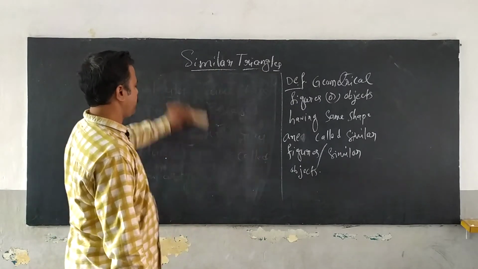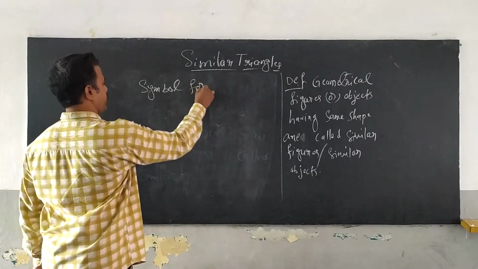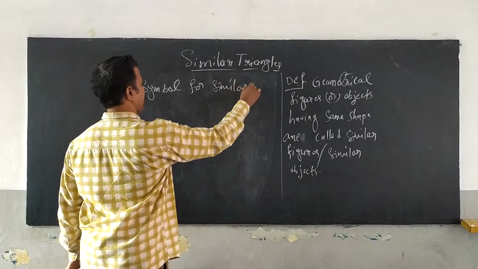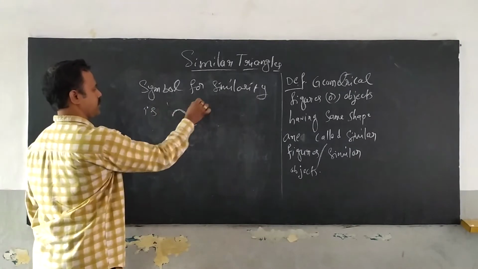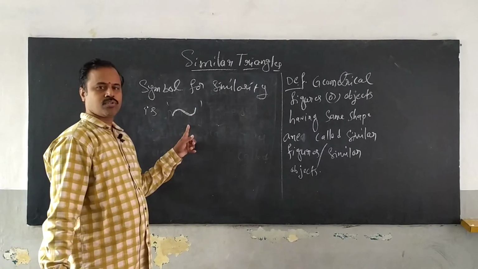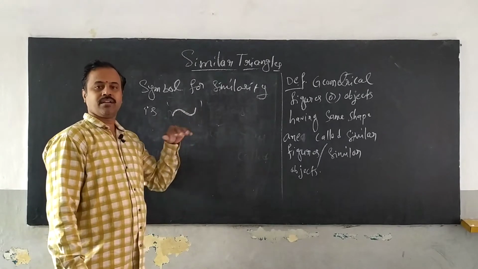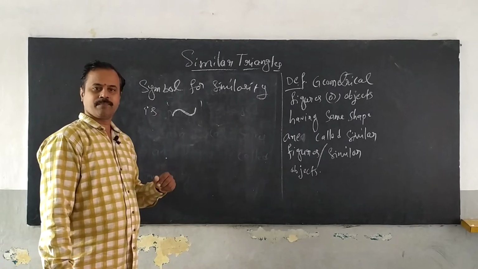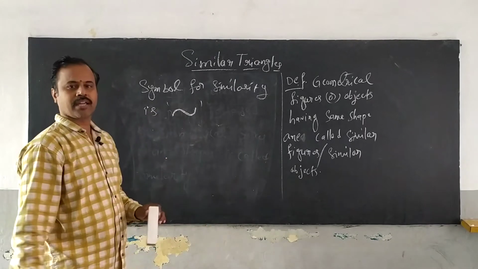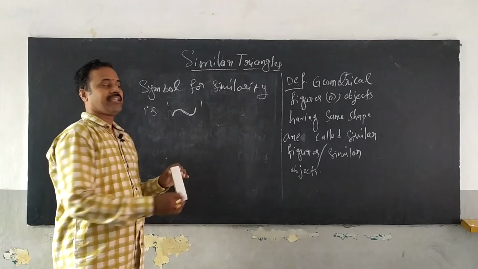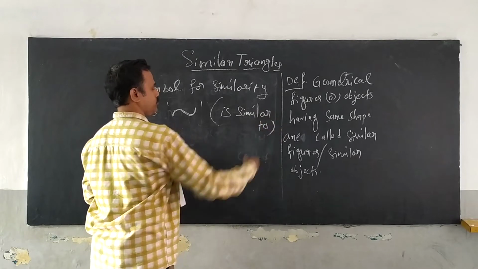Now I want to tell you the symbol for similarity. This shape is used in different topics with different names. It is used as the equivalent symbol in set theory. In geometry, in similar triangles, we use the same symbol as "is similar to".